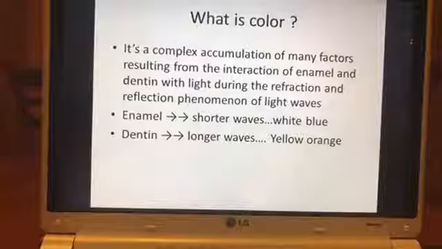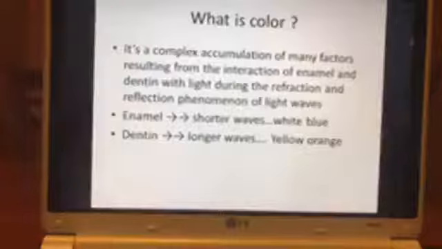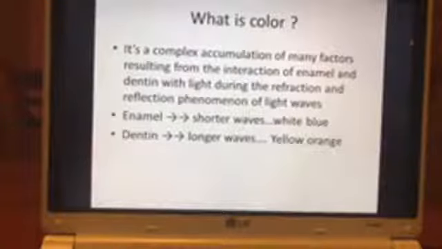The enamel always has shorter waves, white-blue, and the dentine has longer waves, yellow-orange. But that's not important right now. We are looking for an easy, predictable way of selecting the color. I do not intend to go in a very sophisticated way in this lecture, because my goal is that everybody can select the color in an easy and predictable way.